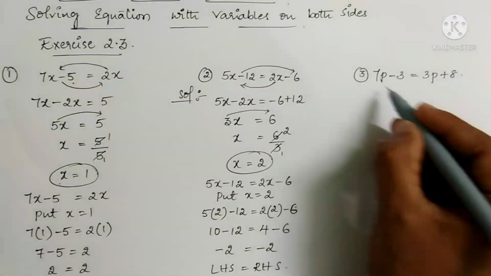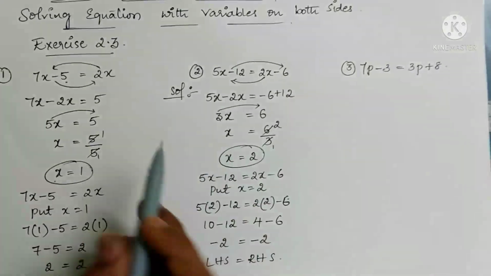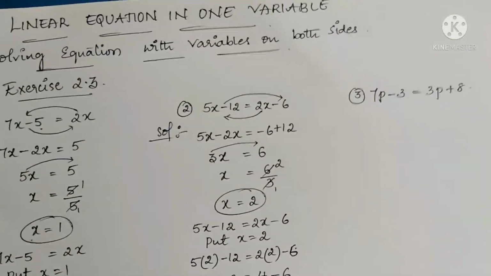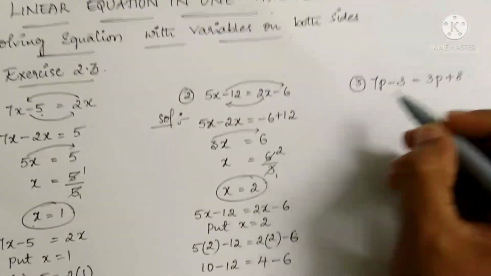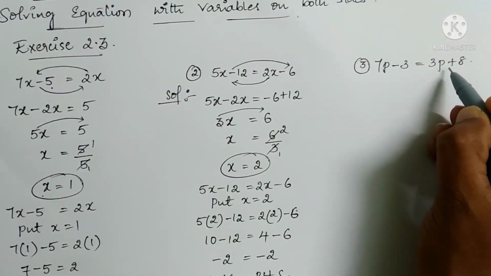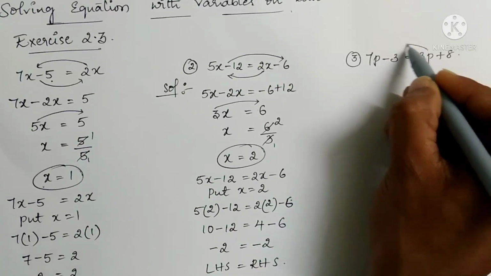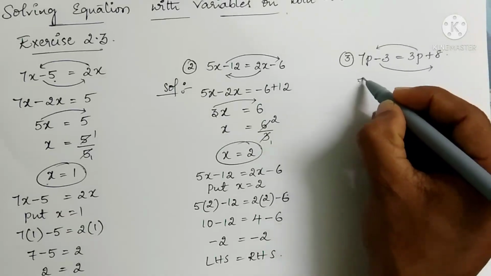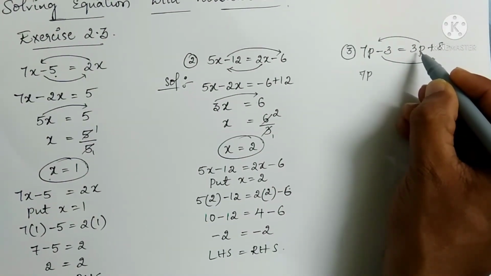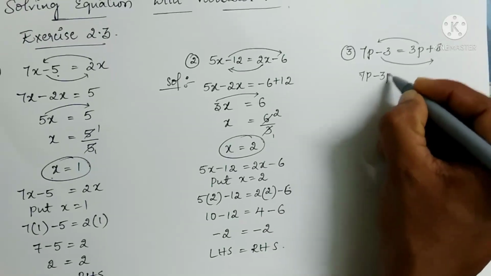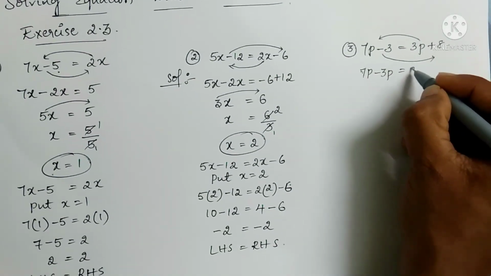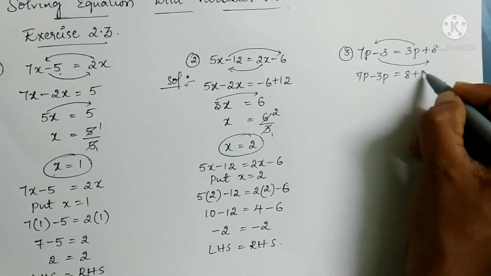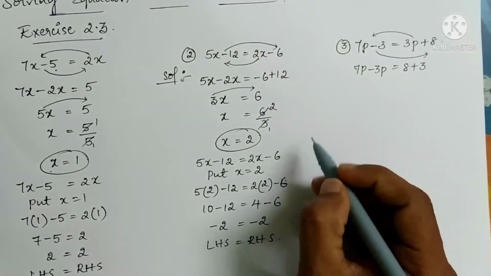So 7p minus 3 is equal to 3p plus 8. As we have done in the previous two problems, with the same method we have to solve this. So transposing these variables to LHS and the constants to RHS. Write 7p as it is, and transposing this plus 3p, it becomes minus 3p, which is equal to plus 8, written as it is on RHS, and transposing minus 3, it becomes plus 3. So minus 3 becomes plus 3.